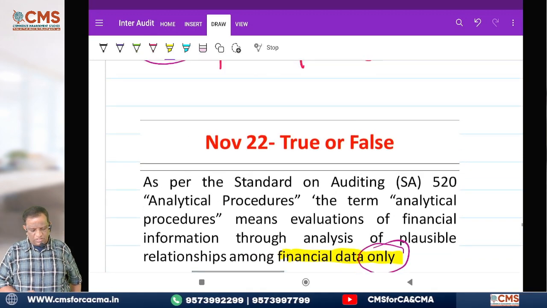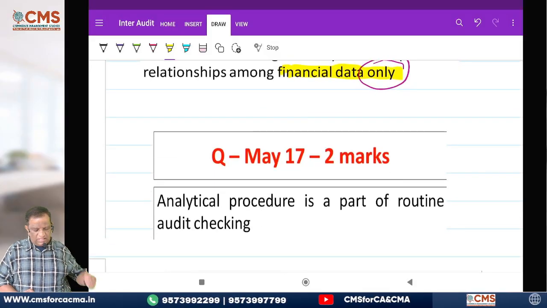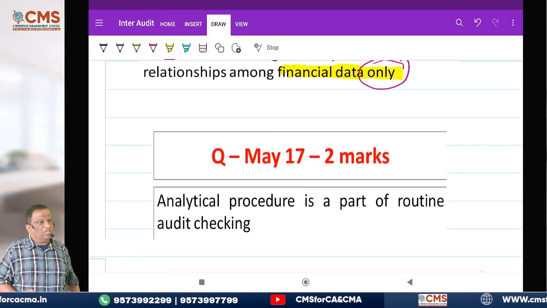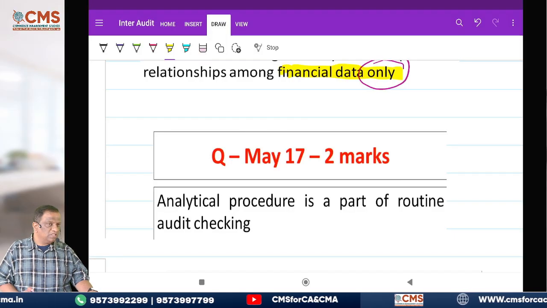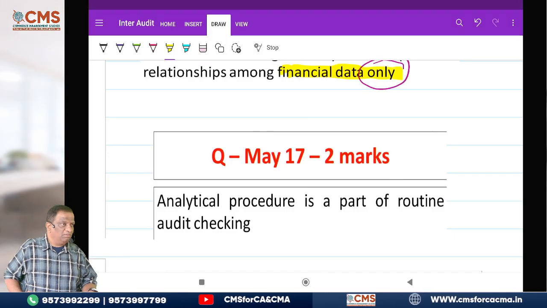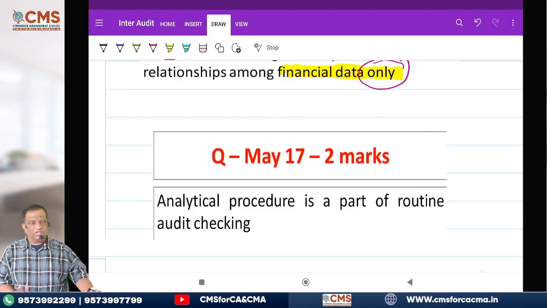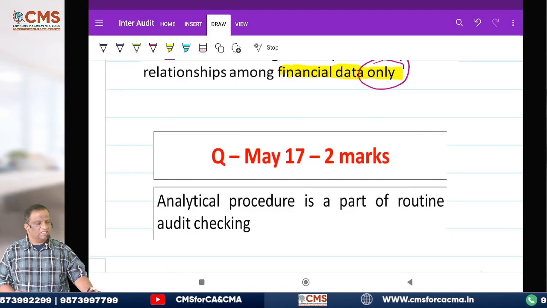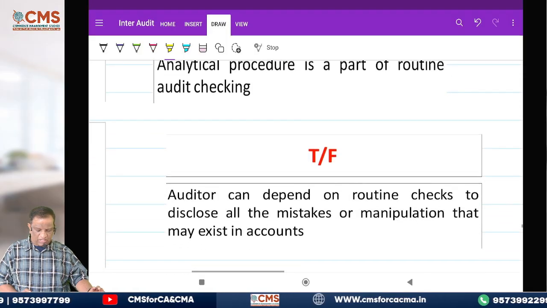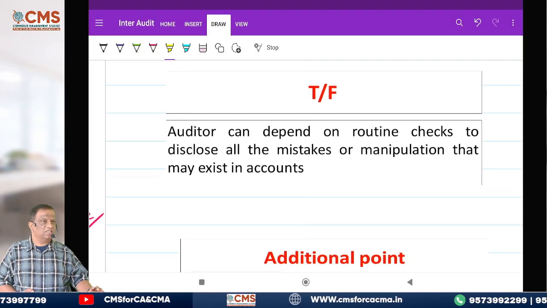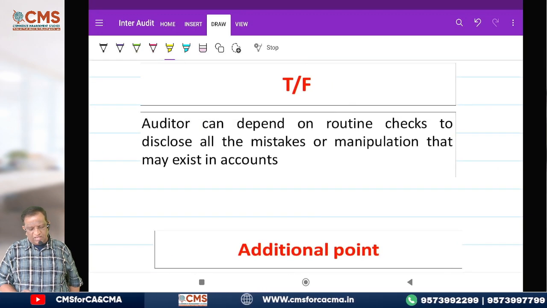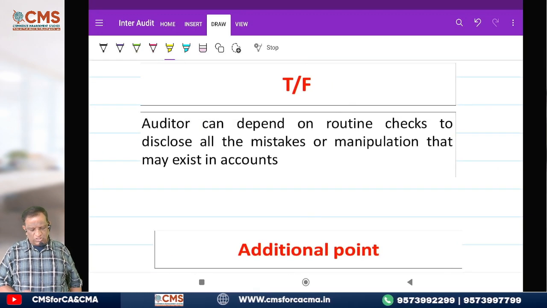Then another question he is asking is whether it is a routine audit checking. Analytical procedures is not a routine checking. Your substantive procedures and all are routine checking, but analytical procedures is non-routine, because what you have to analyze and how you have to analyze is a skill. That is required. Therefore, it is not a routine audit checking. So you see so many questions from that angle. Another question asked is, auditor can depend on routine checks to disclose all the mistakes.